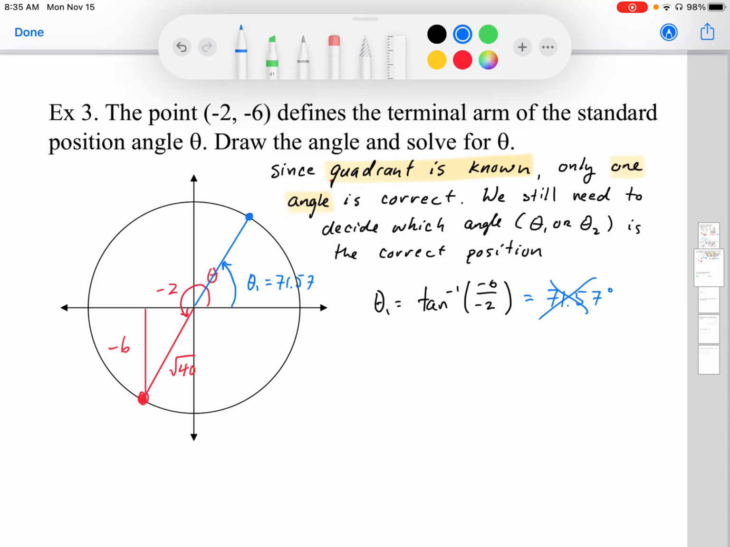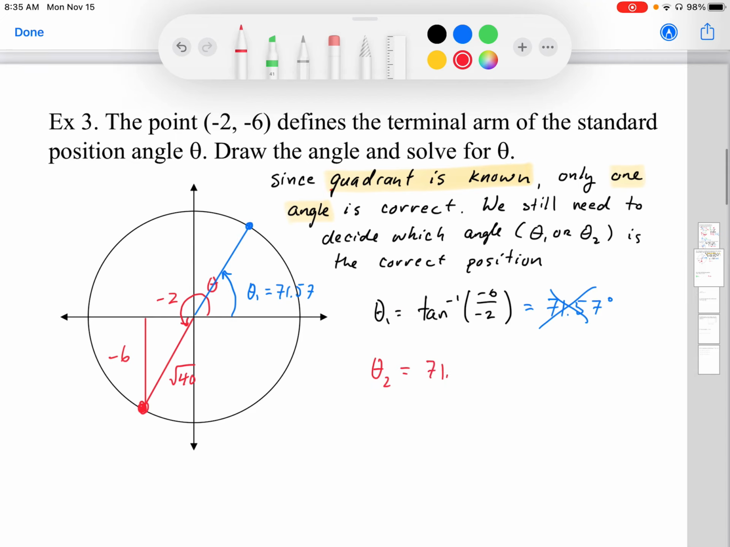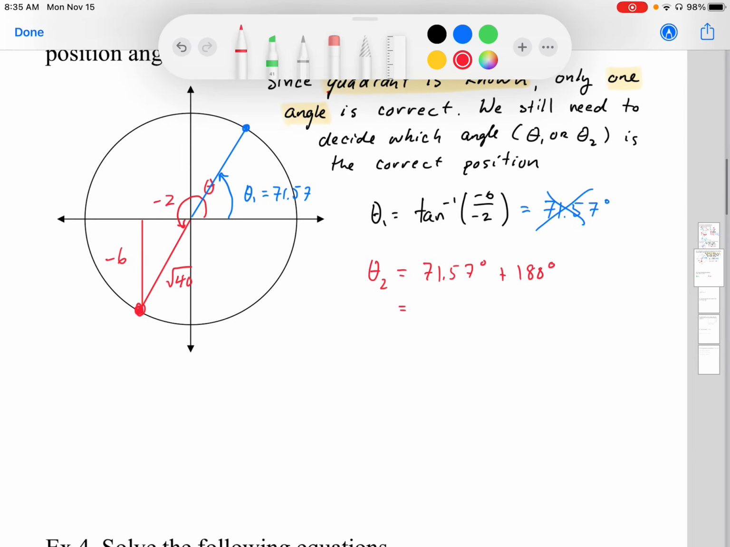We want the one that is 180 degrees to the other side of the circle. So really that's theta 2. And again, we don't find theta 2 from our calculator. We just take the original angle of 71.57 degrees, and we're going to add 180 degrees to that. We're going to go halfway around the circle, and that's going to give us 251.57 degrees. Okay, so we'll call that angle theta 2. That's the angle that we're looking for.